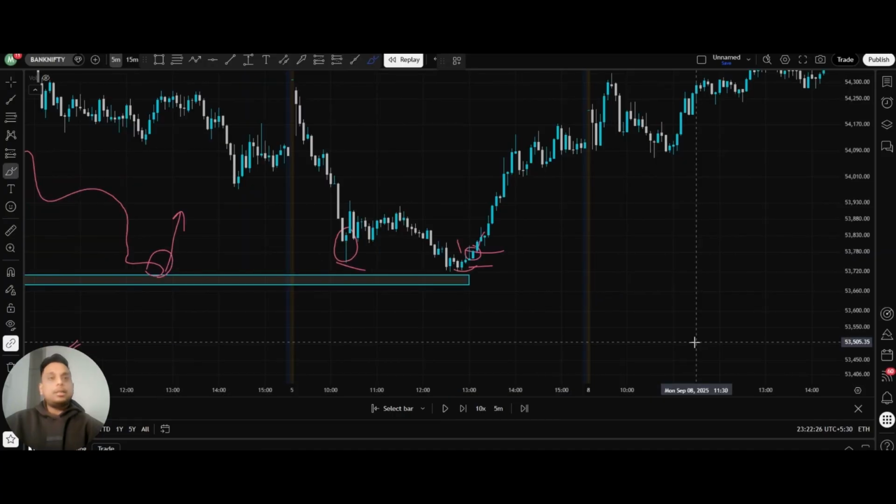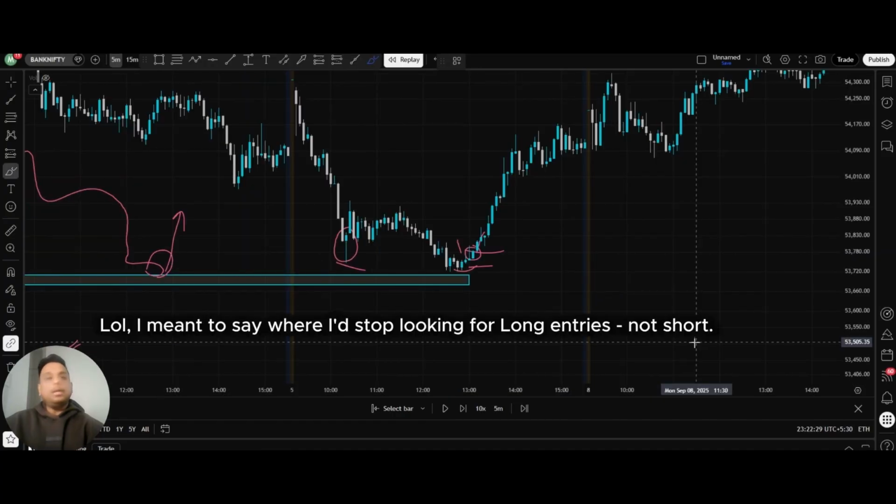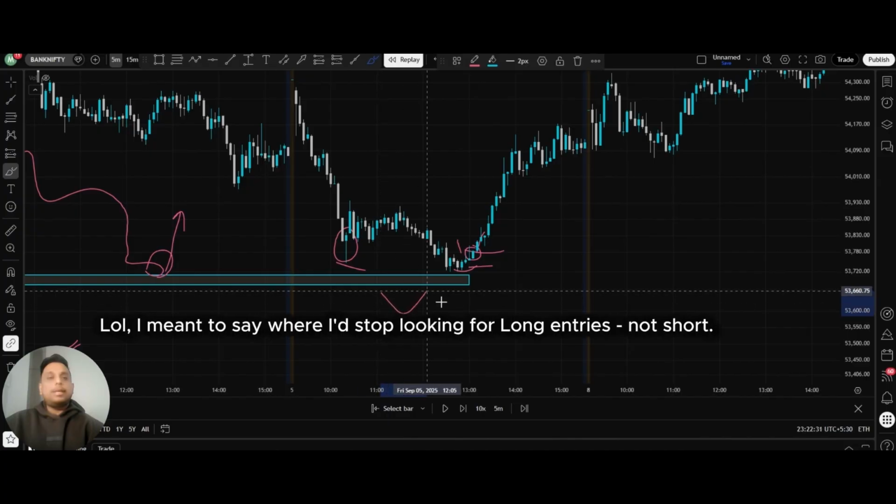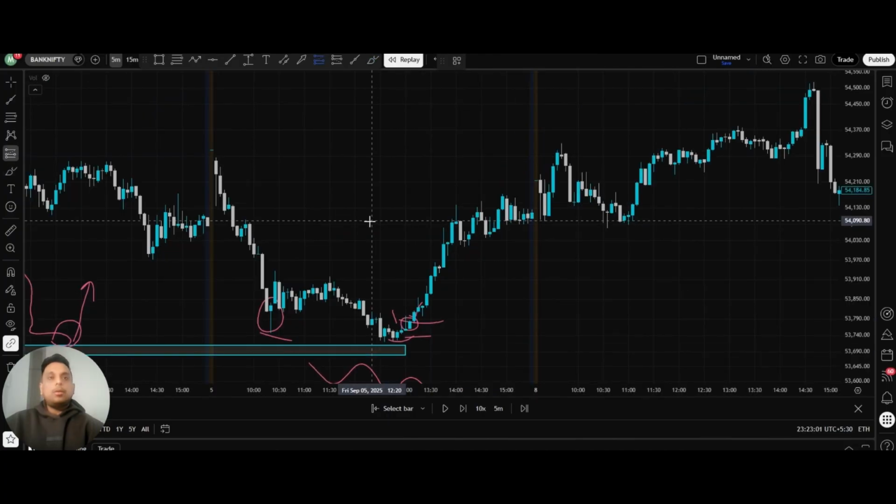Now my invalidation, and where I would stop looking for a long entry, is if the market is trading below our demand zone. Now about our risk reward.